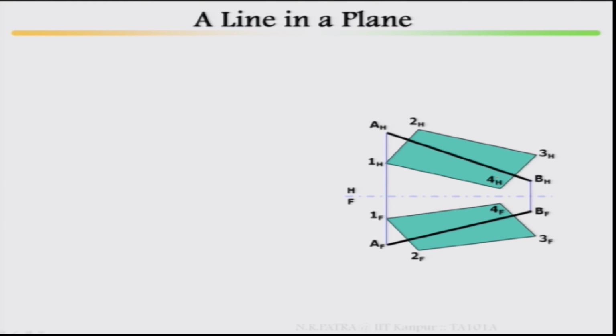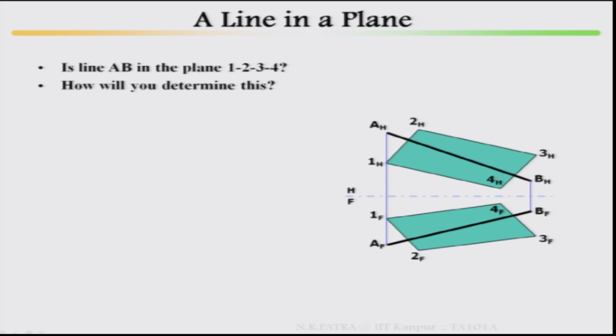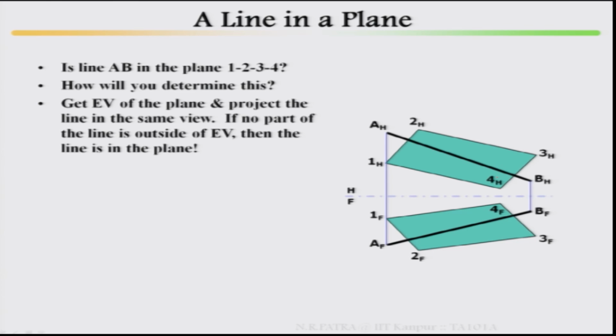A line in a plane. Is the line AB in the plane 1, 2, 3, 4? How will you determine this? Get the edge view of the plane, and project the line in the same view. If no part of the line is outside the edge view, then the line is in the plane. That means you take this edge view and project the line to there.